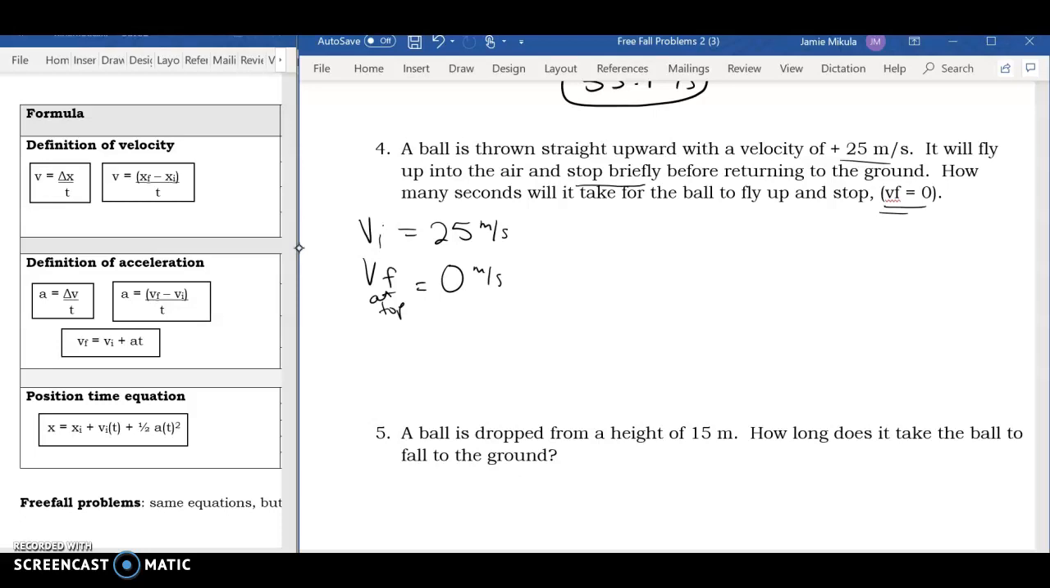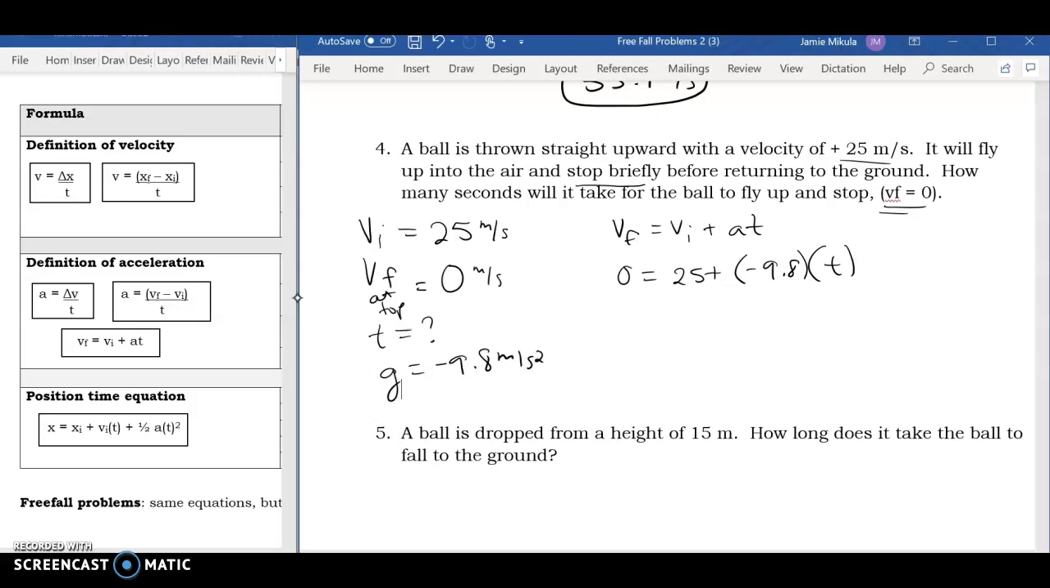How many seconds did it take for the ball to just get to the top there? So we want to know time, and we always have gravity is negative 9.8. All right, so looking at those 4 letters right there, I'm going to choose VF equals VI plus AT. Remember, A and G are interchangeable here. VF equals VI plus AT. VF is 0 equals 25 plus negative 9.8 times T.